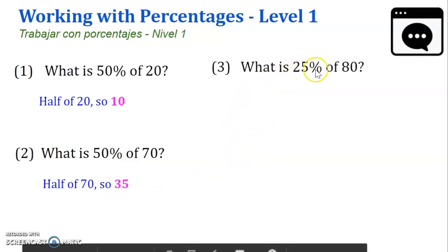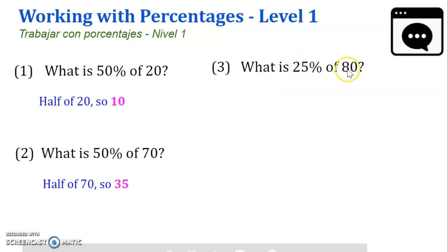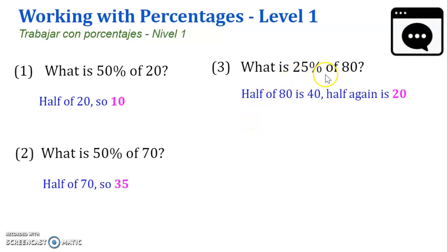Then what is 25% of 80? 25% is 1/4. It's the same as a quarter, or it's a half of a half. So what you can do is take half of 80 first, which is going to be 40, and then take half of that again, which is going to be 20. Half of 80 is 40, and half of 40 is 20. So hopefully you're doing the halving twice to get the 25%.